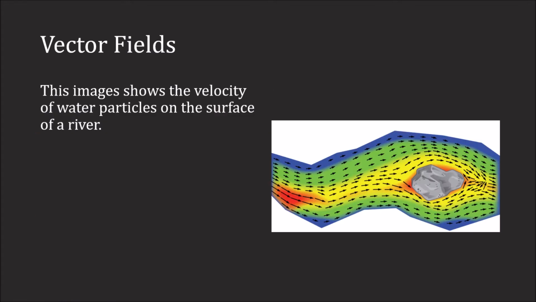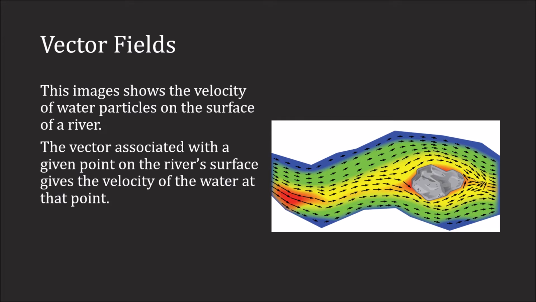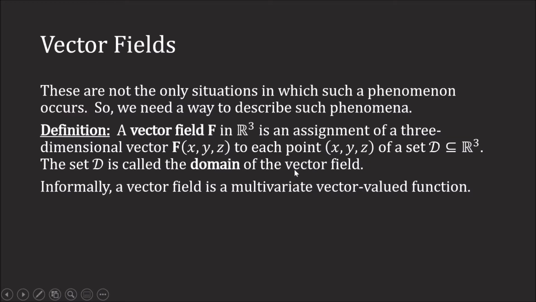This image shows the velocity of water particles on the surface of a river. The vector associated with a given point on the river surface gives the velocity of the water at that point. So again, you can see here, very fast velocity up here, not so much. Now, of course, these are not the only situations in which such a phenomenon occurs, so we would need a way to describe such phenomena.